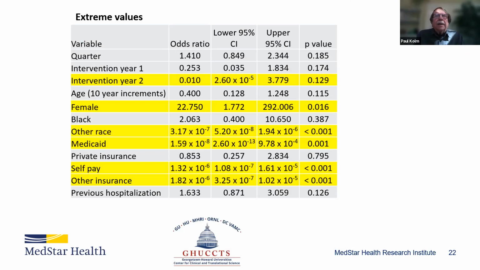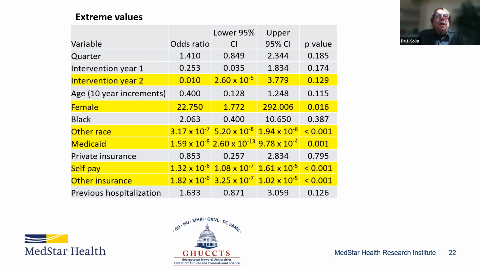Okay, so I want to finish up talking about some issues related to logistic regression that you need to be tuned to. And one is getting extreme values, extreme values in terms of the odds ratio or the confidence intervals. So this is going back to our 30-day hospitalization study, where we've added some different variables. And you can see here, I've highlighted several where we have a potential problem.